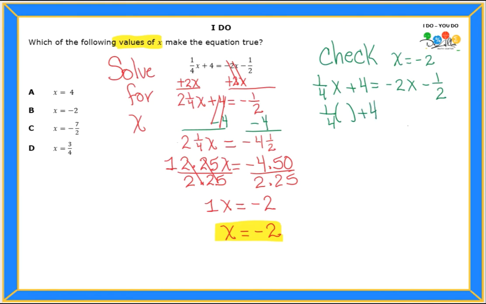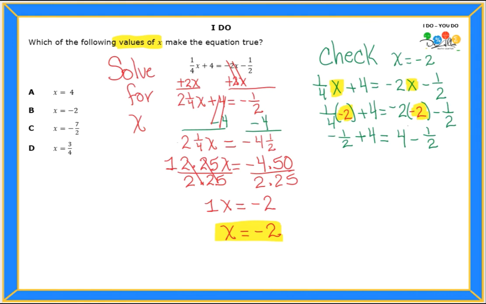Okay? So look what I'm going to do. Notice how I'm writing down everything, but I am leaving a blank because in that blank, I am going to write down the negative 2 on both of them. Okay? So basically what I did is I replaced x with negative 2. That's the way that we can check my work. Okay? So if you multiply 1/4 times -2, you get -1/2 plus 4 equals -2 times -2, which is a +4 minus 1/2.